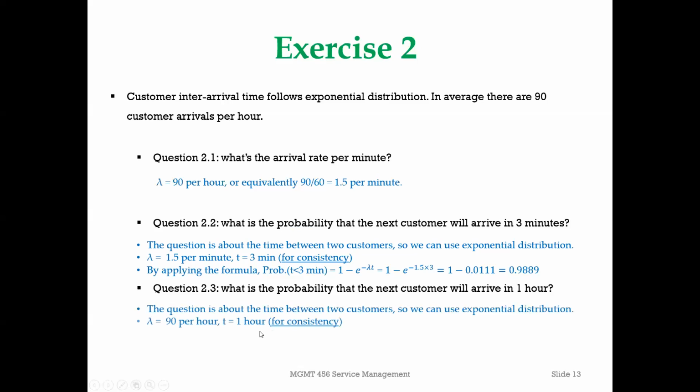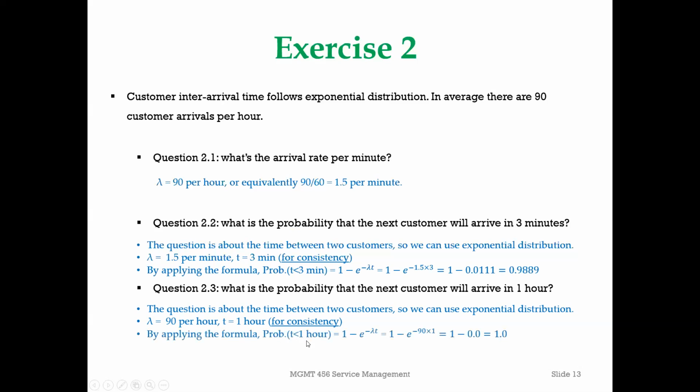So what is lambda? Lambda is 90 per hour. t is 1 hour. So here you see, we use a different lambda. In the previous question, question 2.2, we used lambda 1.5 per minute. But in question 2.3, we use lambda 90 per hour. The reason is in question 2.3, the t is 1 hour. That's why we have to use arrival rate per hour to be consistent. So per hour, per minute, have to be consistent.